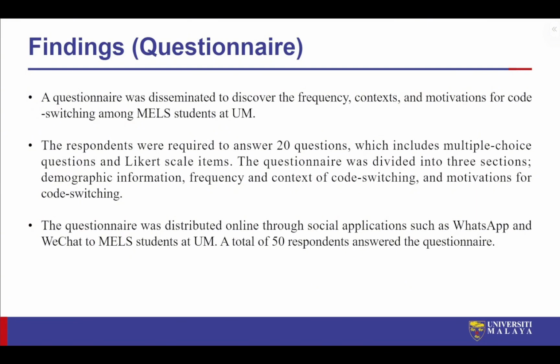Now we will move on to the questionnaire. So we disseminated a questionnaire to discover the frequency, context, and motivations for code switching among male students at UM, and the respondents were required to answer 20 questions, which included multiple choice questions and Likert scale items. So we distributed this online through social applications, and we obtained a total of 50 respondents who answered the questionnaire.